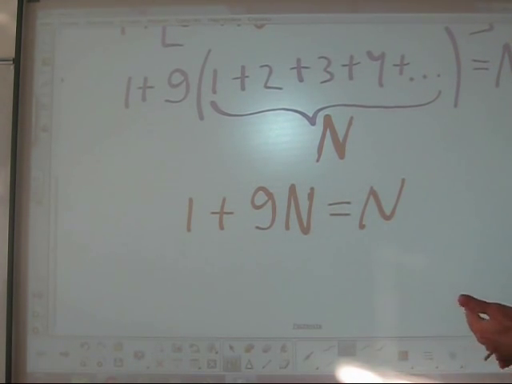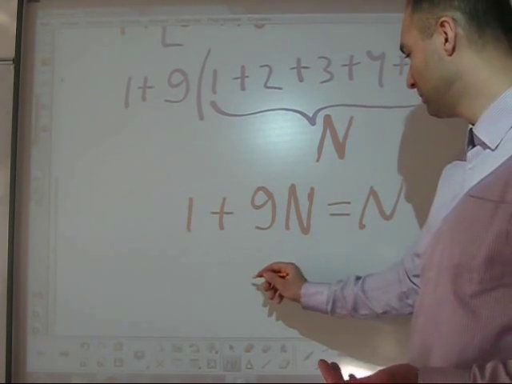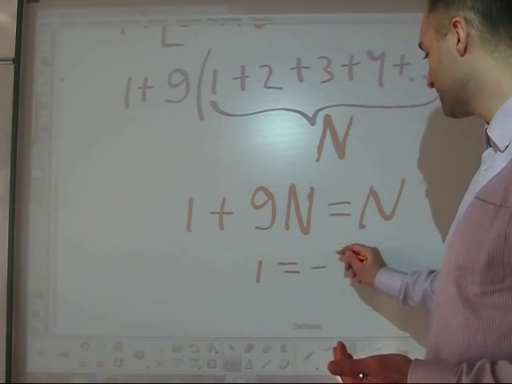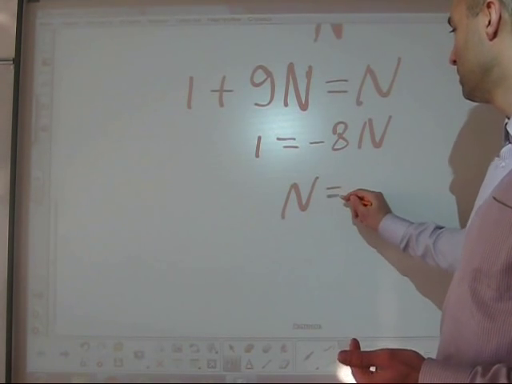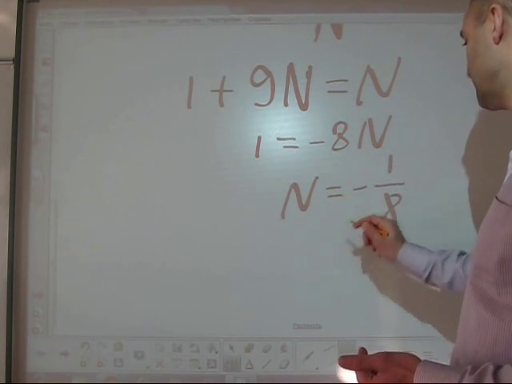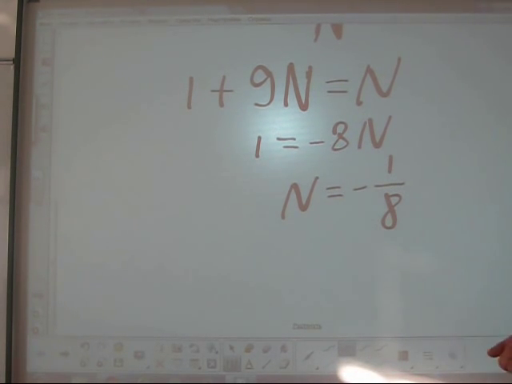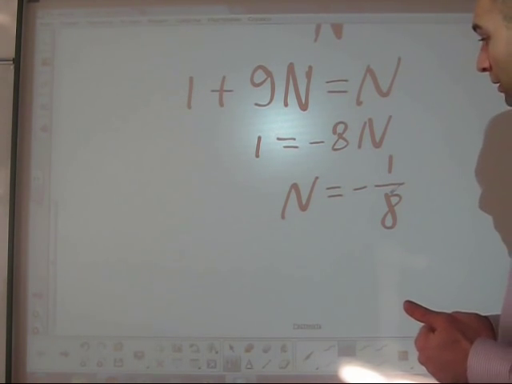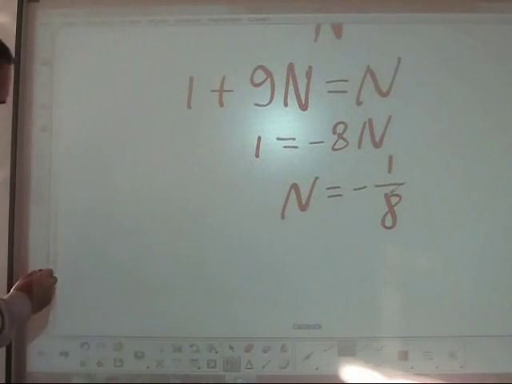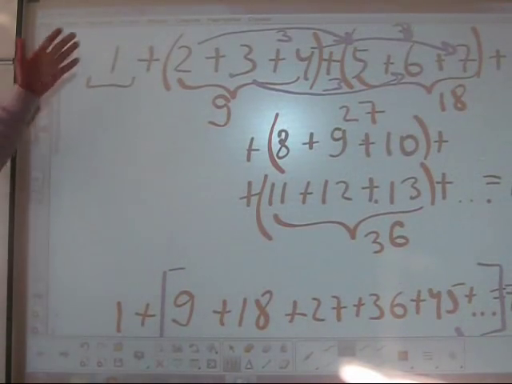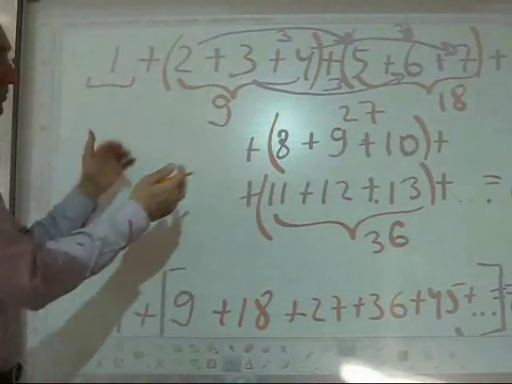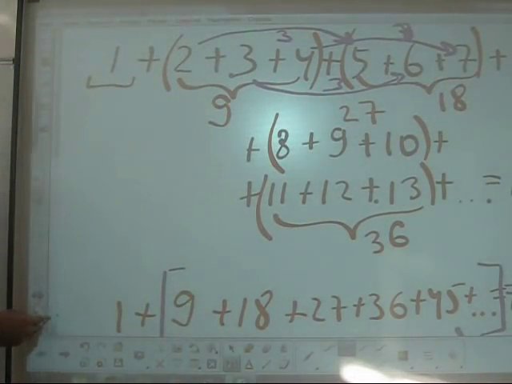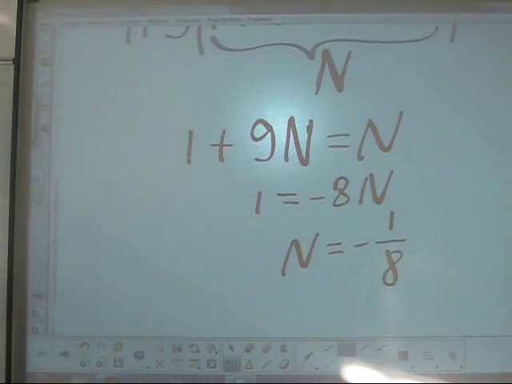Now we can solve it. It is very simple. 1 equals minus 8N, and N equals minus 1 over 8. Not over 12, as it is in that video. So by grouping all the numbers in groups of 3, we can get this result.